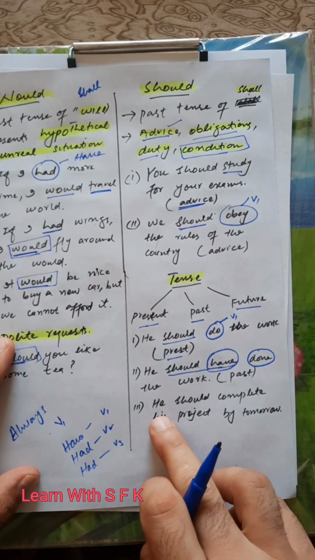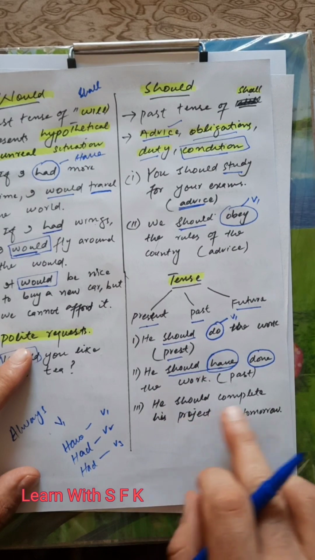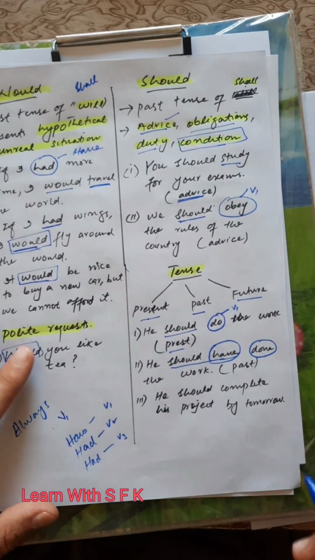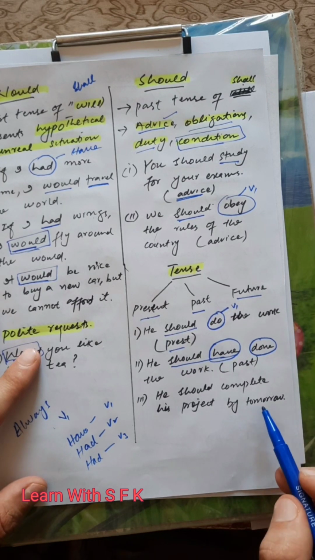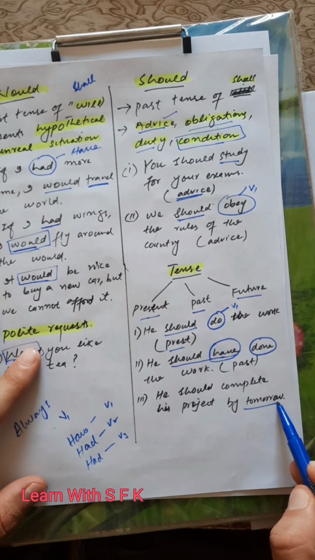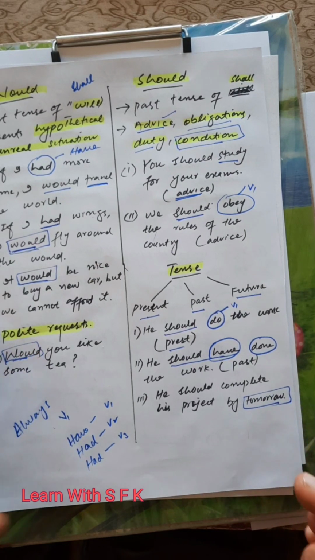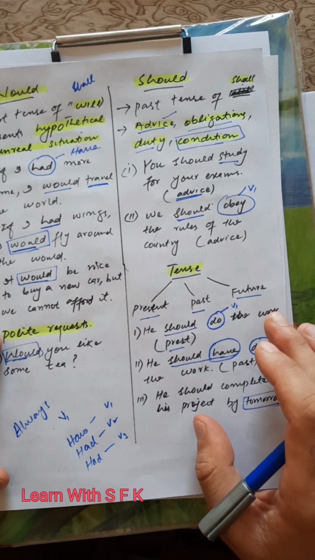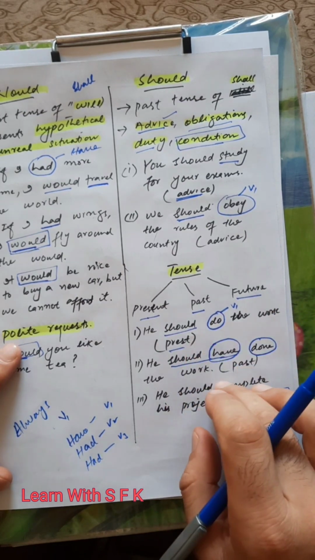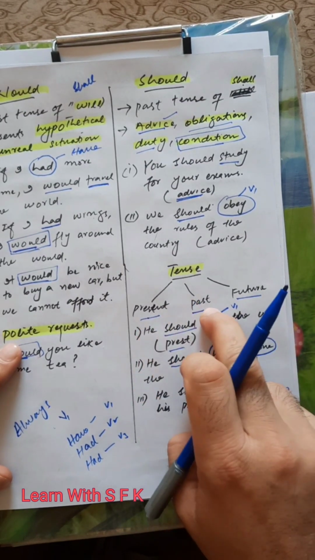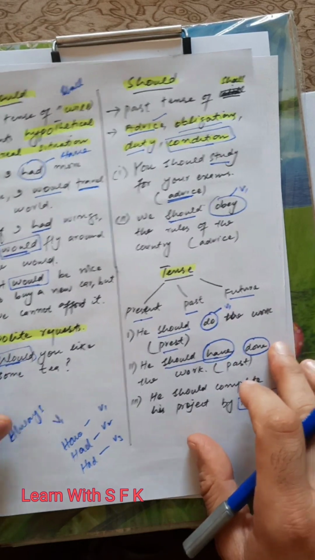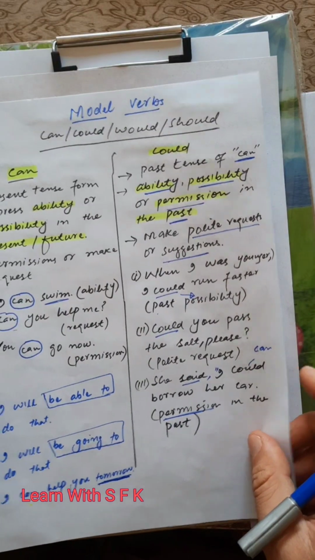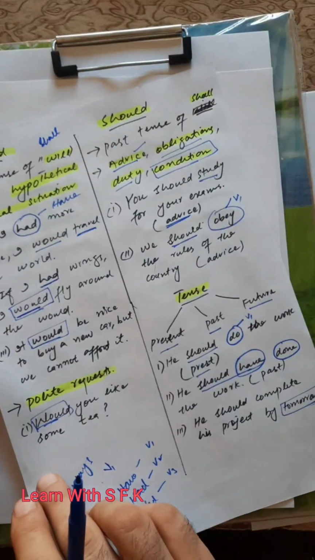Now in the third sentence, if you can notice: he should complete his project by tomorrow. So we have used here a word giving a clue about the future, tomorrow. So we saw that we can use the modal verb should in all three tenses: the present tense, the past tense, or the future tense. So we discussed in this video four important modal verbs: can, could, would, and should.